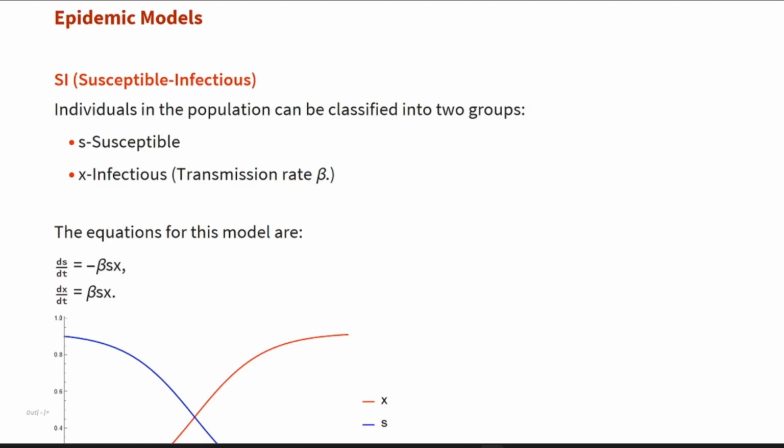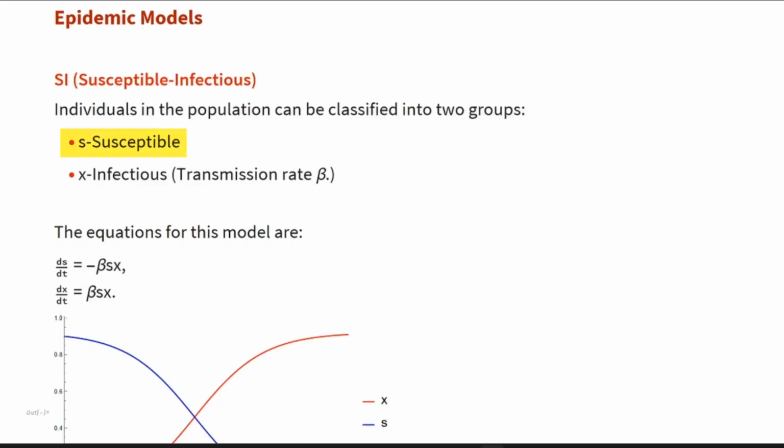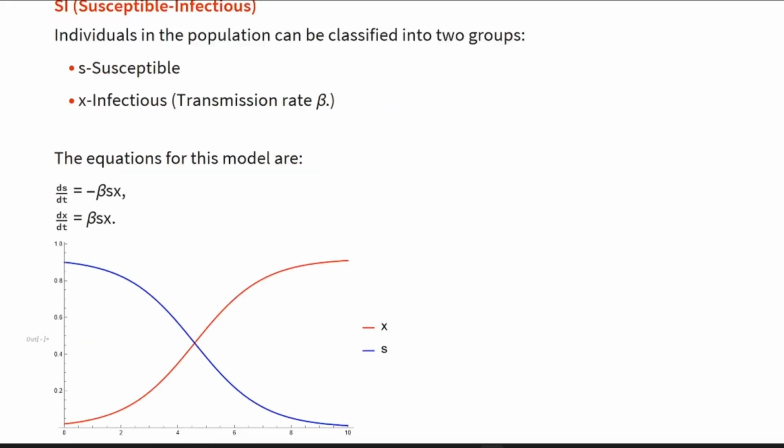Let's begin with the SI, susceptible-infectious model, one of the simplest epidemic models used to study the spread of infectious diseases within a population. In this model, individuals can be classified into two groups: the susceptible individuals, who can be infected if they come into contact with an infectious individual, and the infectious individuals, the ones that are already infected and can transmit the disease to susceptible individuals. This transmission is governed by the transmission rate beta. Here, once an individual becomes infected, they remain infectious forever, and the number of individuals is constant.